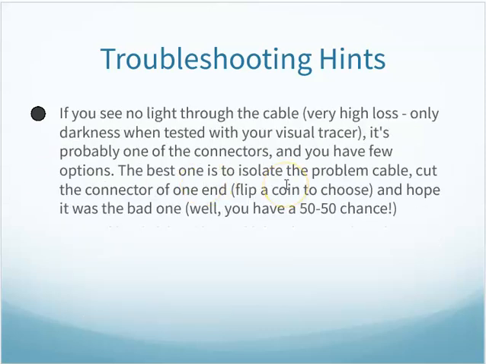And then here, if you have no light coming through the fiber, they're reminding you it's probably one of the connectors, so you might not be able to isolate it. You might be able to with the visual fault locator. You might be able to see which one's causing it. If not, they say basically re-terminate one end, see if it does it, and if necessary, re-terminate the other end.